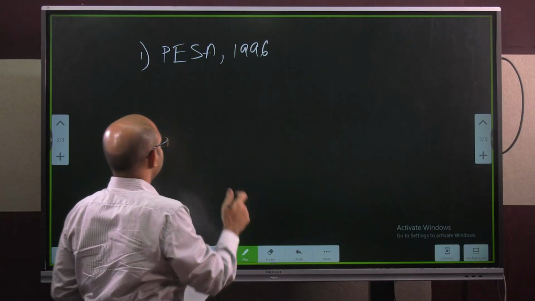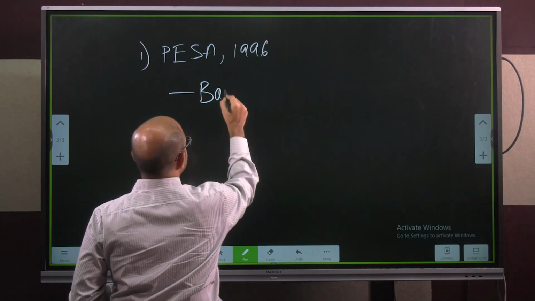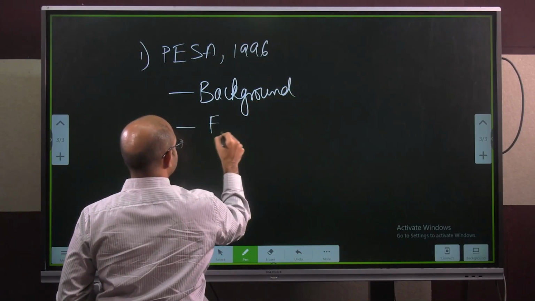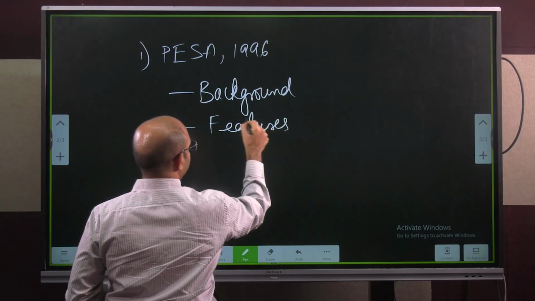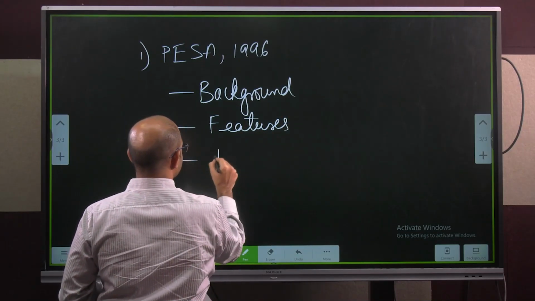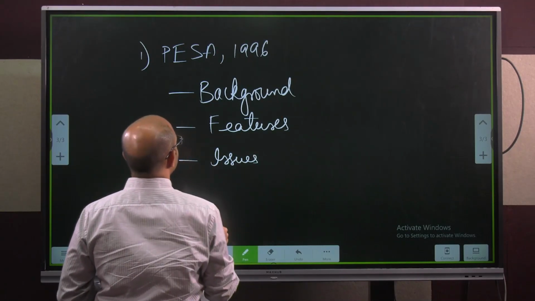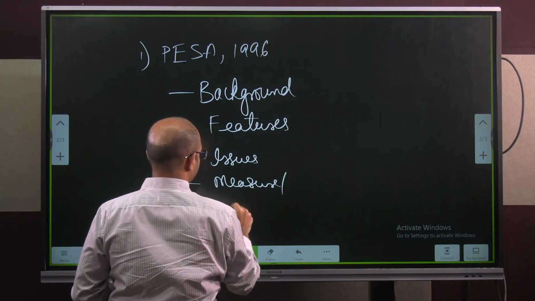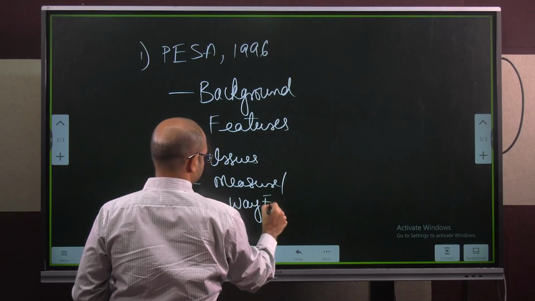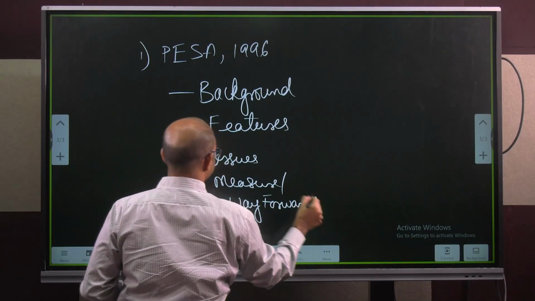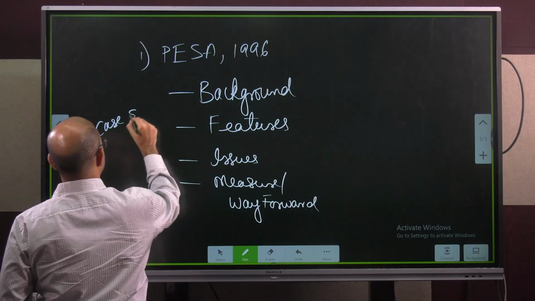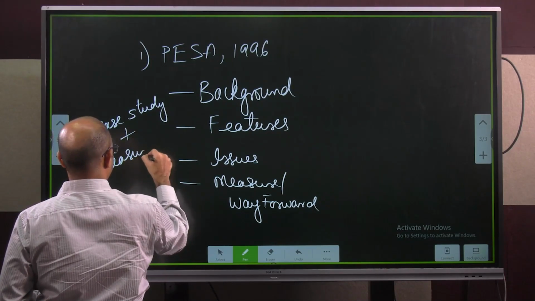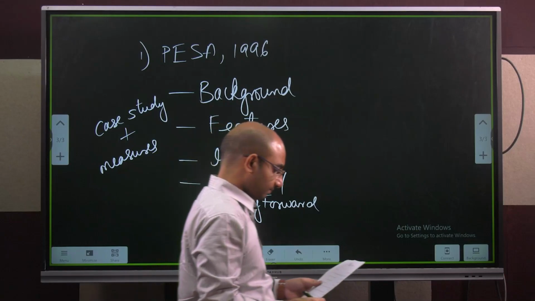So what do you talk about when you're writing an answer on PESA? First, briefly make sure you write the background. There must be a brief background. Then there must be a discussion on the features of PESA and issues in implementing PESA, and finally some measures or way forward. And if possible, write some case study. That's all. This must be the framework. Substantiate this with case study and measures. This is the broad structure.